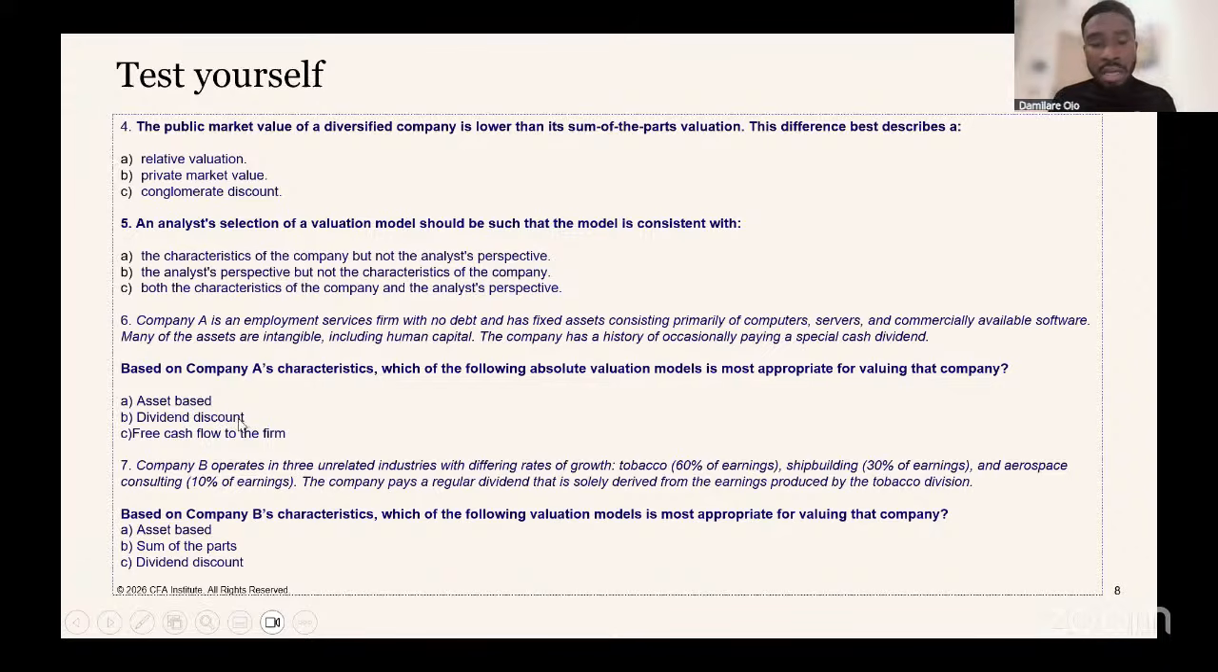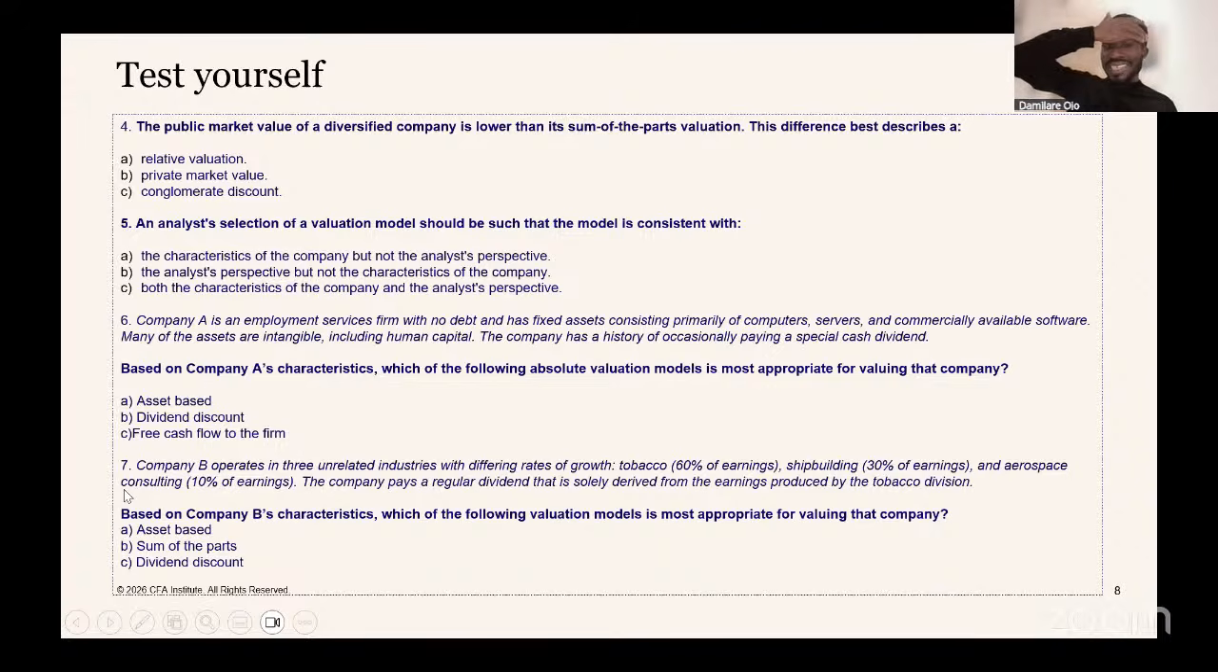Now, dividend discount model, we can't use this. It's not appropriate because the company doesn't pay regular dividends. It only pays dividends occasionally, and what it pays are special dividends. So dividend discount is not appropriate. Free cash flow to the firm is the most appropriate for valuing this company. Okay.